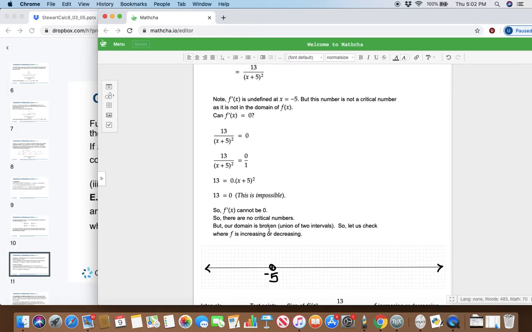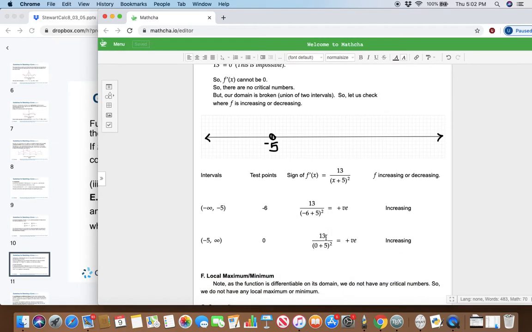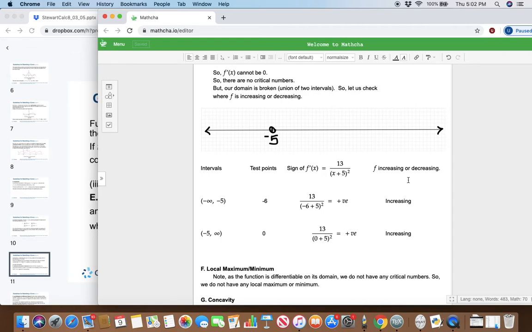But because our domain is broken, you see, we had to remove a number. We still have 2 intervals. So even though we don't have any critical numbers, we have to check for increase, decrease in these 2 pieces. So how do we check for increasing, decreasing? List out your intervals. I have 2 intervals, negative infinity to negative 5 and negative 5 to positive infinity. Choose a test point. I chose negative 6 in the first interval and 0 in the second interval.